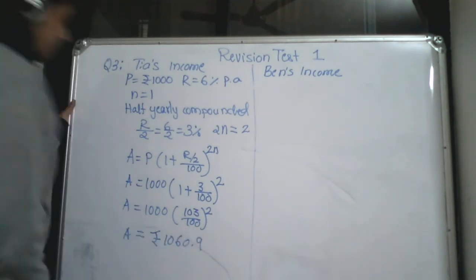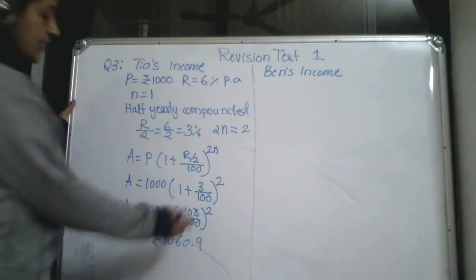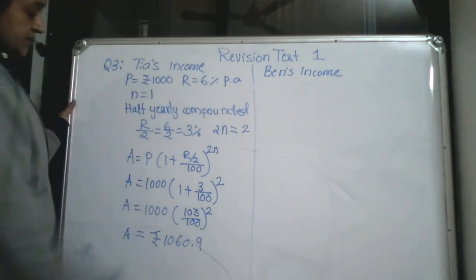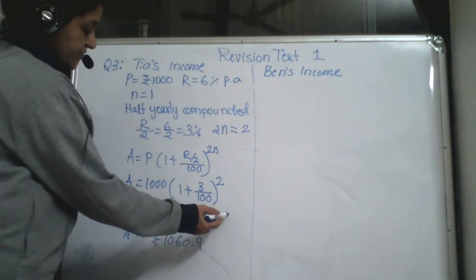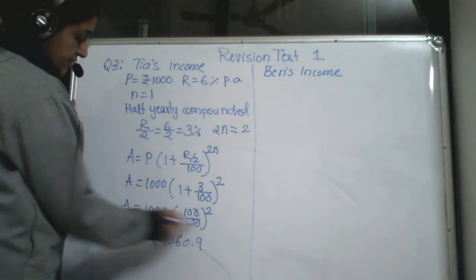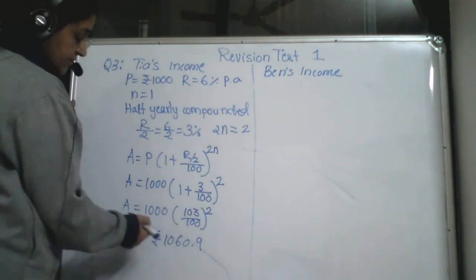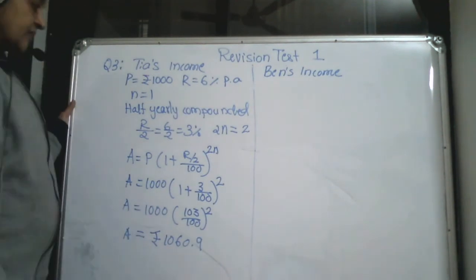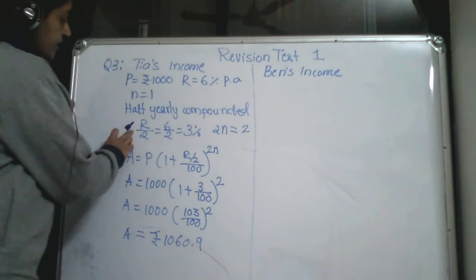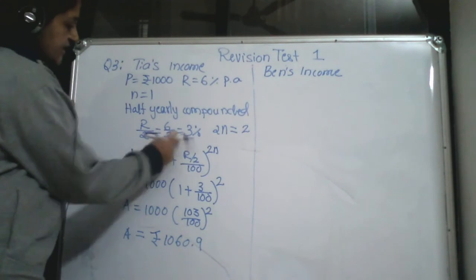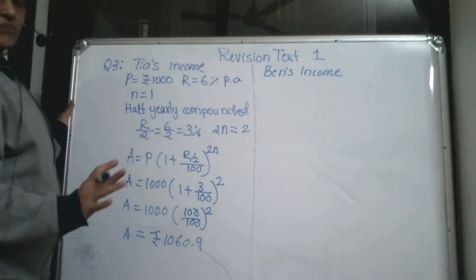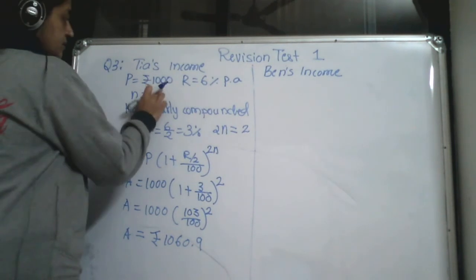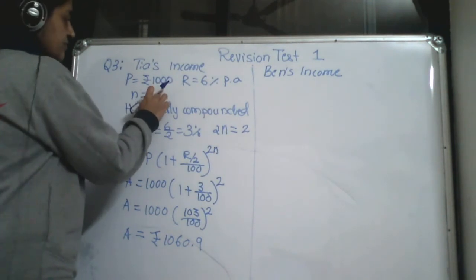1060.9. You will have to work it out, divide, multiply and get the answer. Here 103 into 103, when you do it, and here you can cancel out these zeros, when you write it in multiplication you will get this answer. Now you can see that when it was done for half yearly it is 3%. 3% is not much. Now for Ben, the principal remains the same.